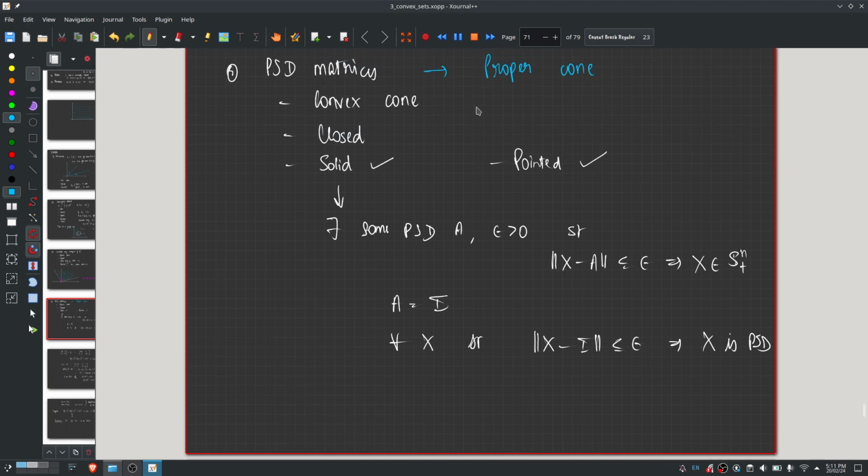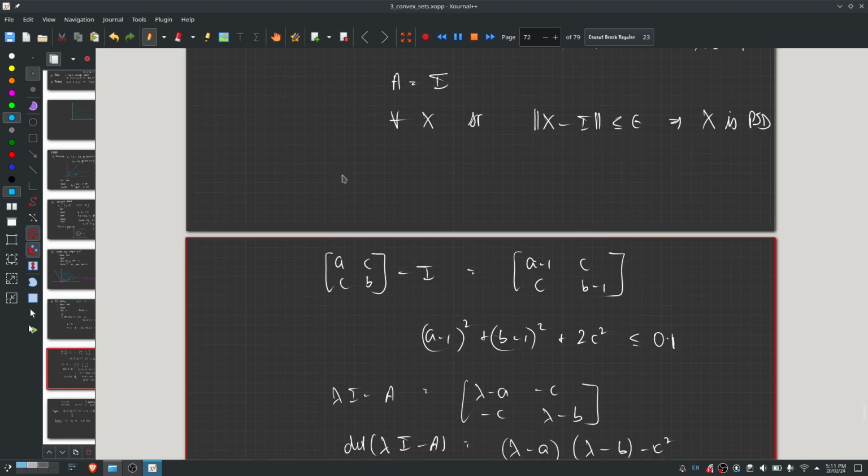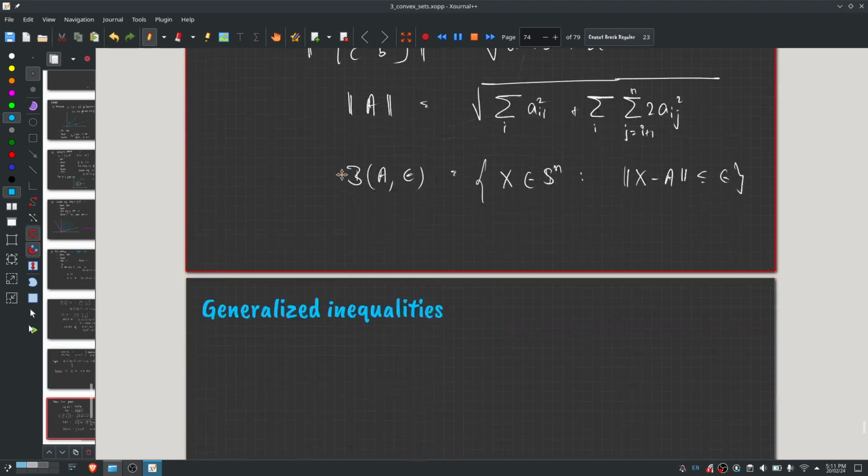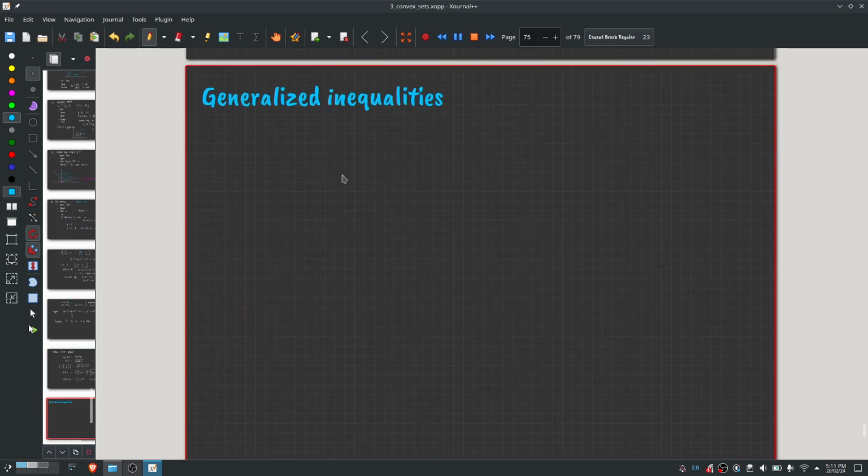Okay, so why are we focusing on proper cones? What do proper cones give us in comparison to just, let's say, normal convex cones? Why do I need the properties that it should be closed and solid and also pointed? If I have a proper cone, I can define what is called a generalized inequality. One example of a generalized inequality is component-wise inequality of vectors.